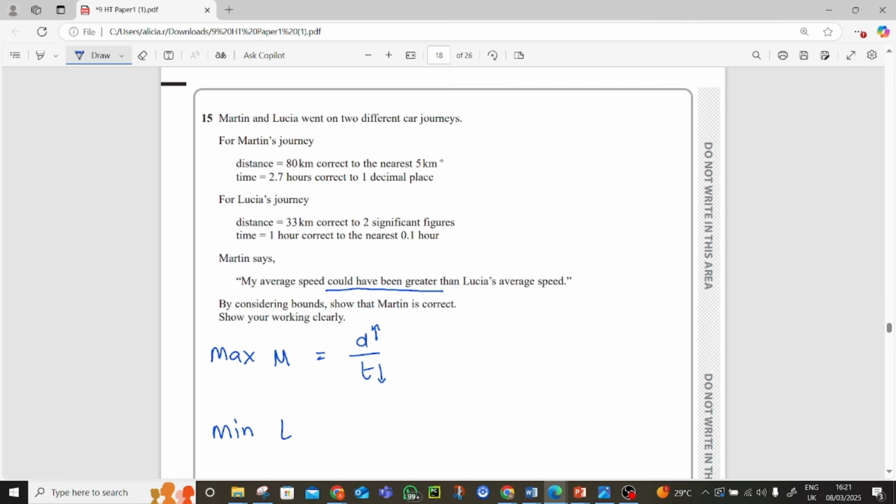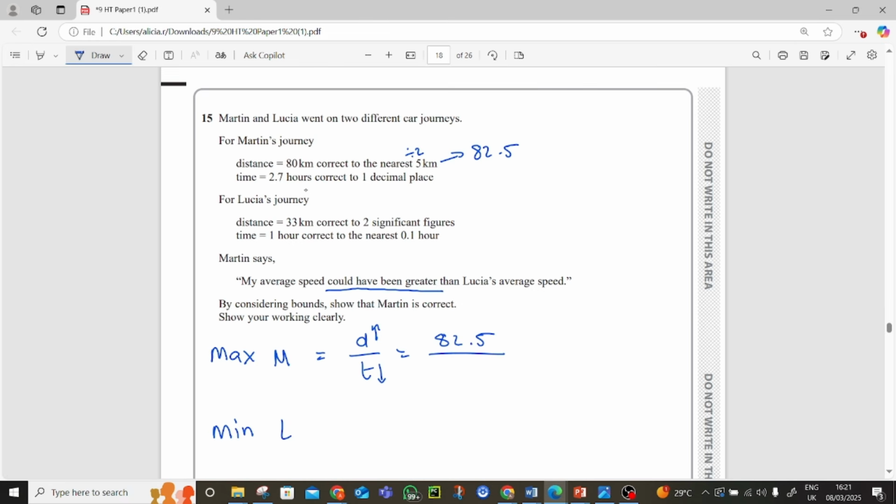So the maximum bound for the distance, this has been rounded to the nearest 5. We need to take this 5 and divide it by 2, and then I'm going to add it on for maximum distance. So 5 divided by 2 is 2.5. Add that on to the 80. This is going to be 82.5. So the maximum distance is 82.5. And then we're going to divide by minimum time.